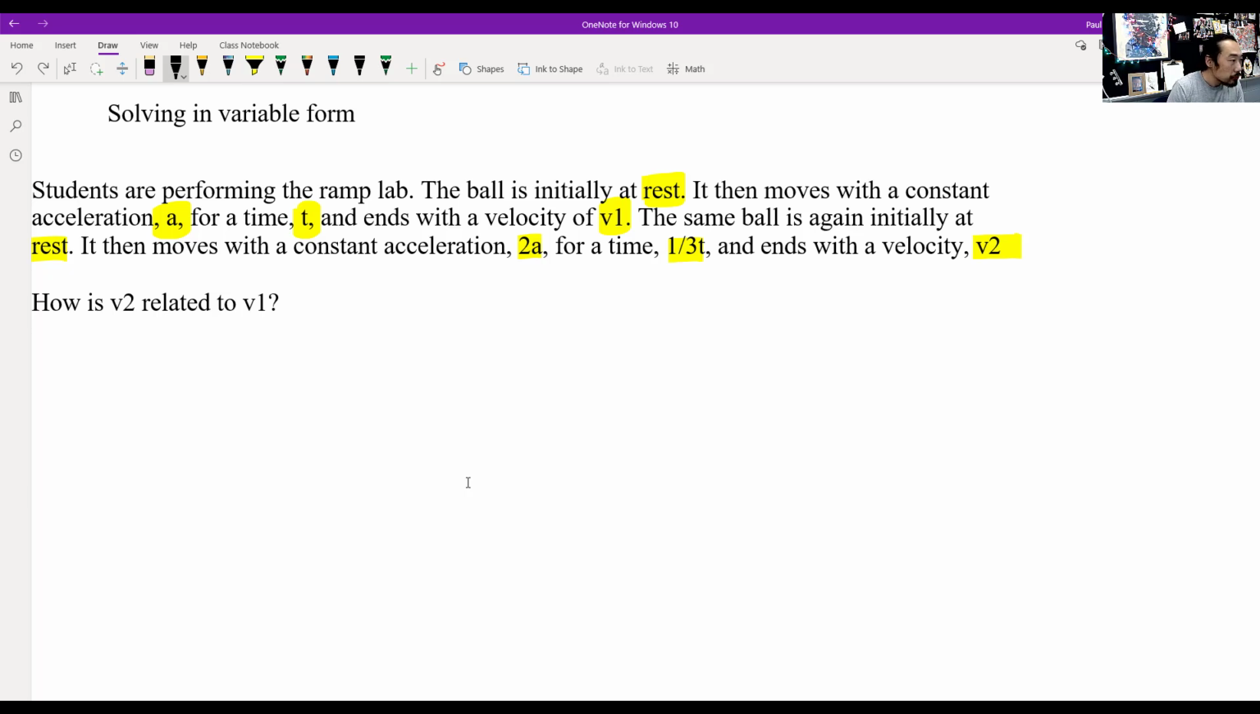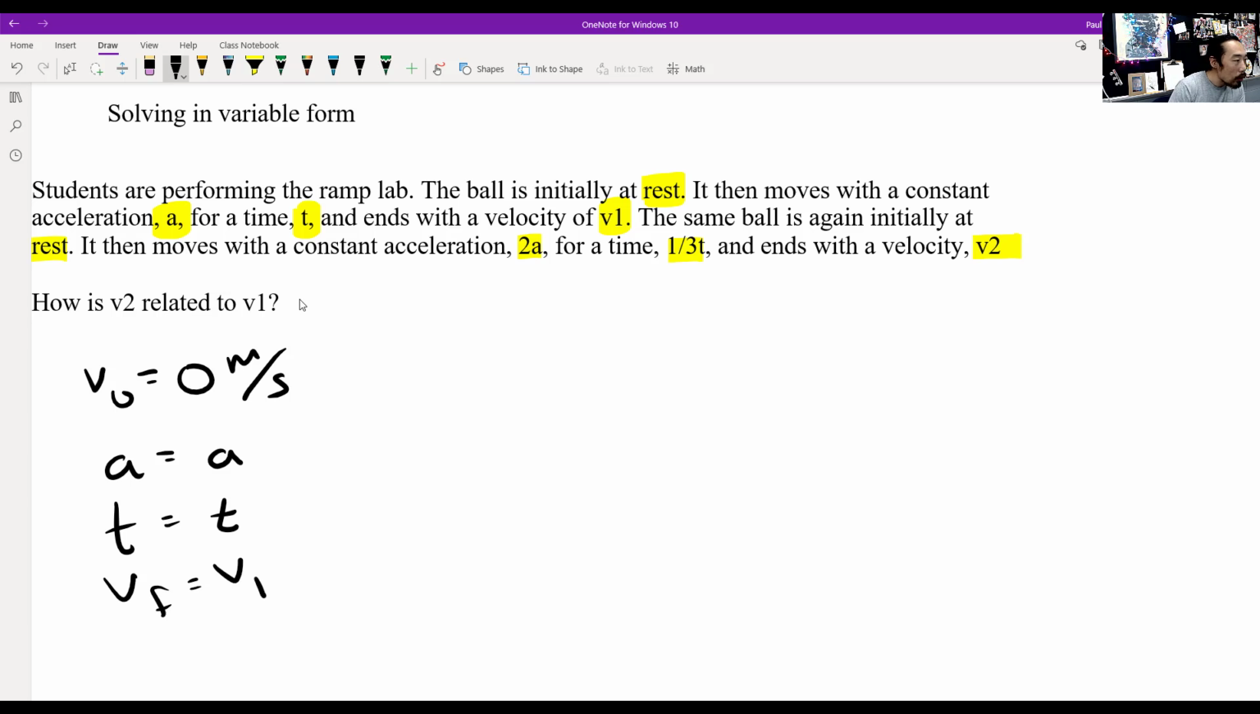So now that we've identified all the givens, I'm actually going to create a little table to really help us out. So I know my v initial is 0 meters per second. Okay, and my acceleration is just a, and my time is t, and my final velocity is what we call v1. So the way I organize it is that on the left hand side, these are all my variables, and on my right hand side, these are all my givens. Okay, and so I'm just going to draw a line there because now we're looking at a different scenario.